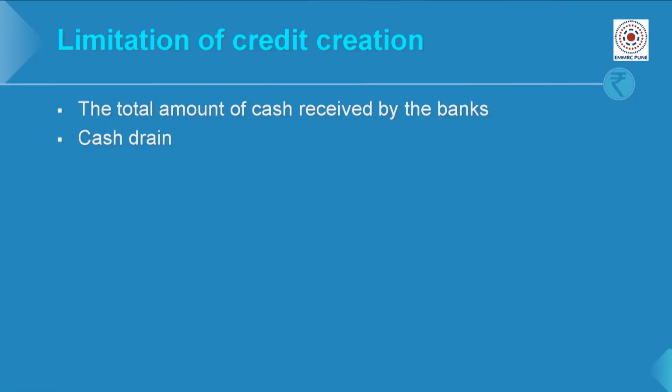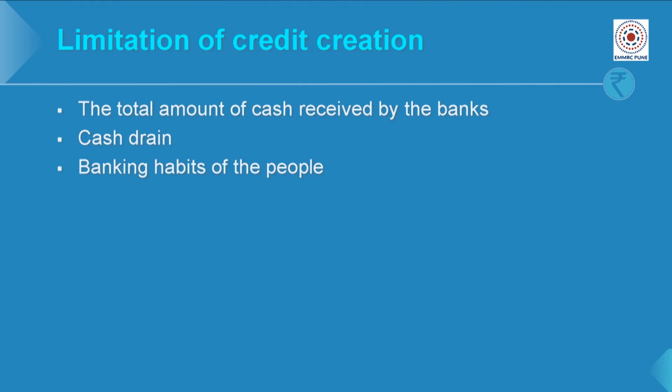Another limitation of credit creation is the cash drain. If depositors and borrowers are used to cash transactions, then the demand for cash will be high and the money creation process will get obstructed. Another limitation of the process is the banking habits of the people. If usage of cash in the economy is very high, then there will be constant withdrawals and banks will have to keep a high reserve, which will result in low credit creation.